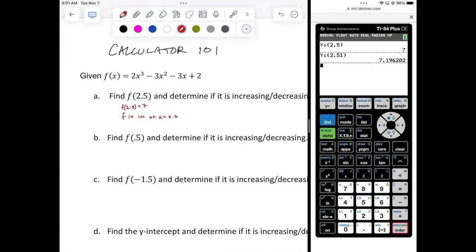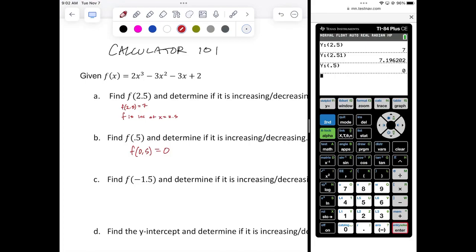Okay, let's do part B. F of 0.5. Let's get used to doing it from the home screen. Let's hit alpha trace number 1, and let's put in a 0.5, and we get 0. So f of 0.5 is 0. We just stumbled upon a what? An x-intercept, right?